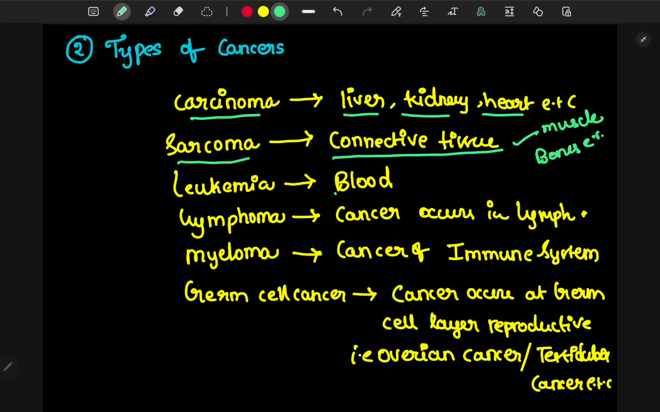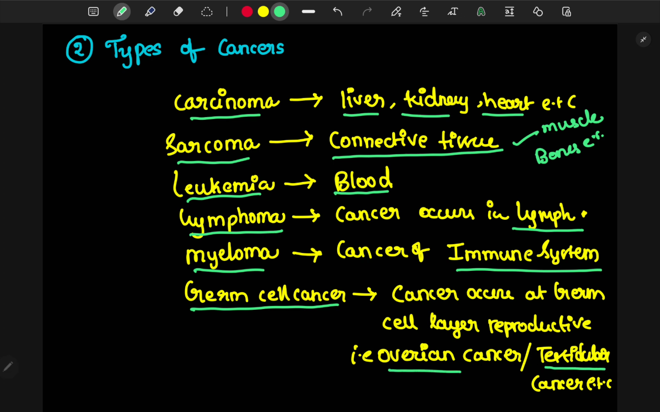The cancer that occurs at the blood is called the leukemia, and cancer that occurs at the lymph is called lymphoma. Cancer that occurs at the immune system is called myeloma, and germ cell cancer. That means this cancer occurs at the germ cell layers that are present in the reproductive tissues like ovaries, testes, etc.